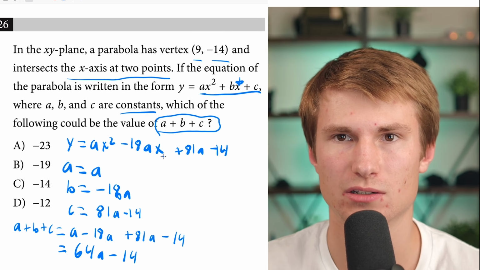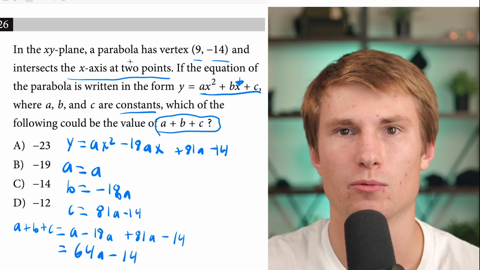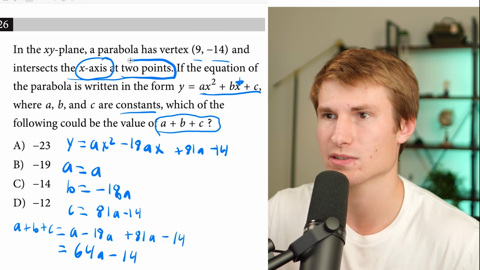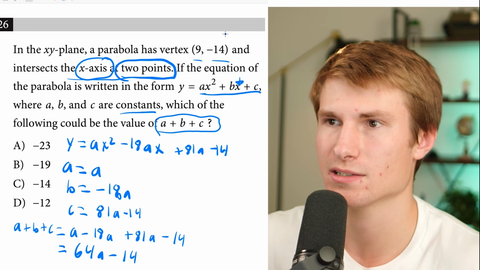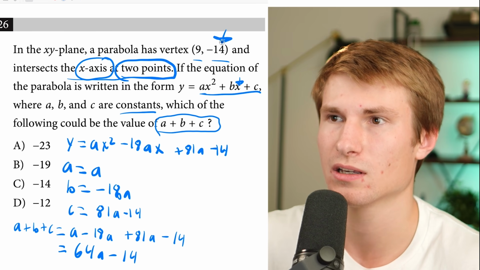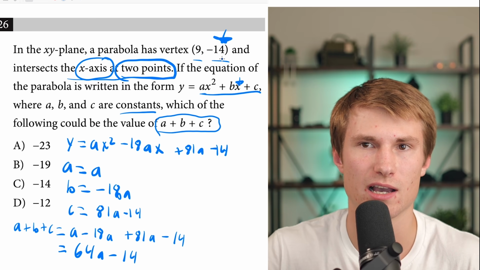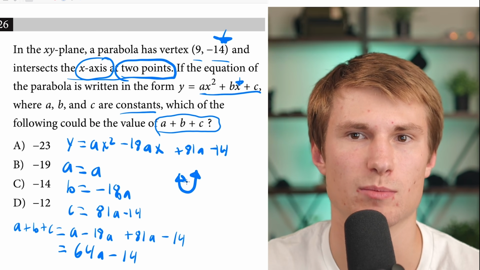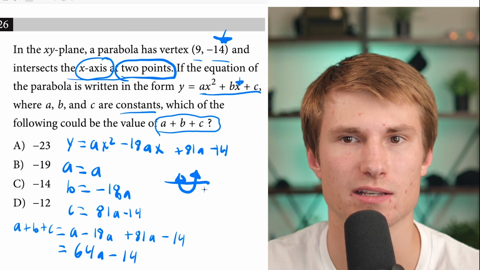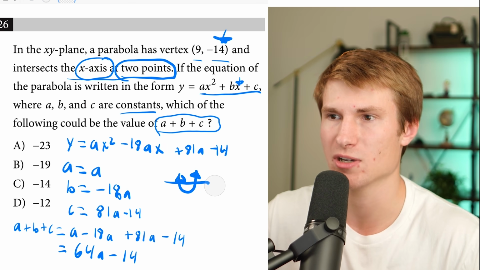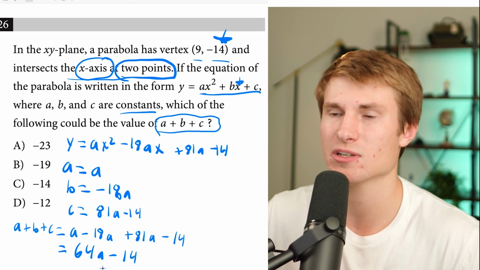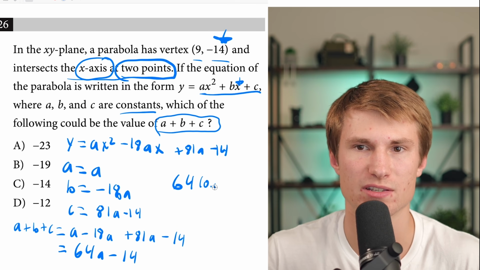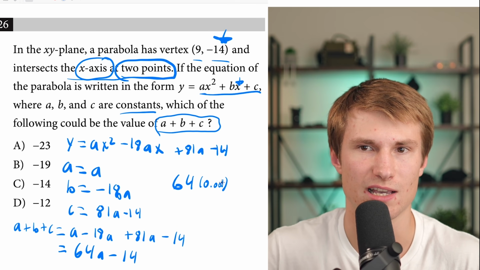Now, what I'm immediately noticing and that I want to look at is we have to keep in mind that this intersects the x-axis at 2 points. Because we're intersecting the x-axis at 2 points, but we know our vertex has a y-coordinate that's below that x-axis, we know that we must open up. So our parabola must look like this, like a smiley face. We must open up to cross that x-axis. Well, that means that the a value must be positive. So if our a value must be positive, then we're going to have 64 times some positive number. Let's just pick 0.001 just as an example here.